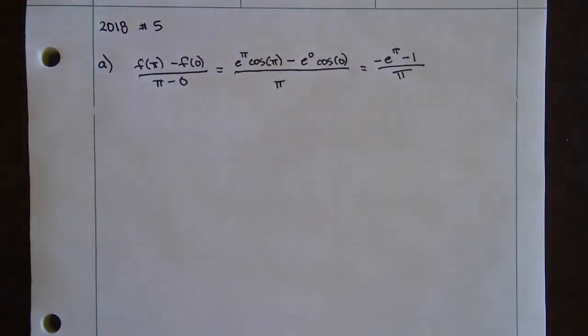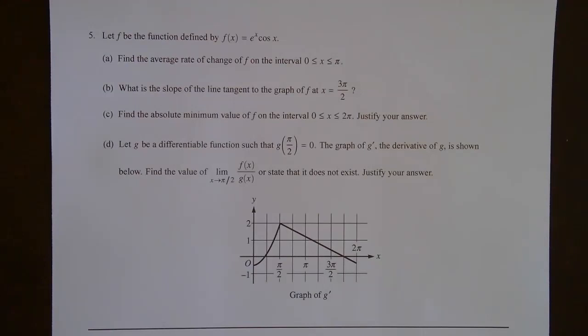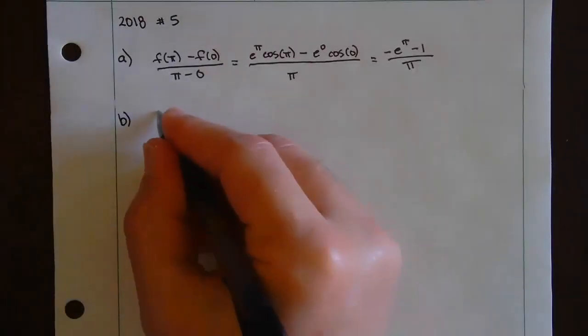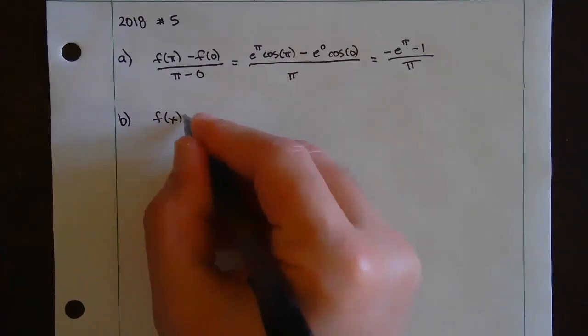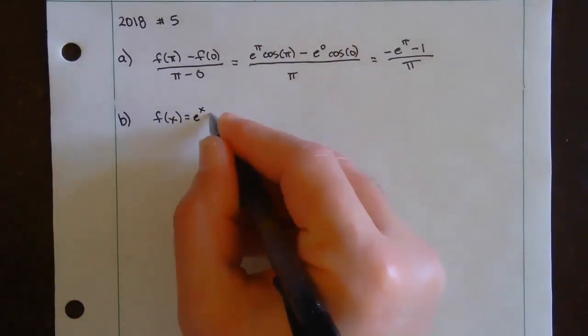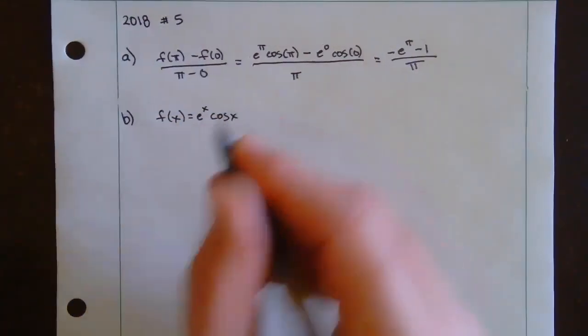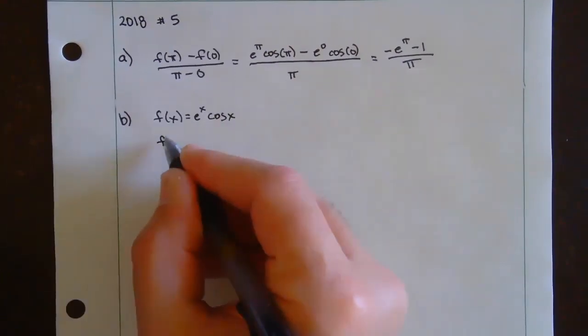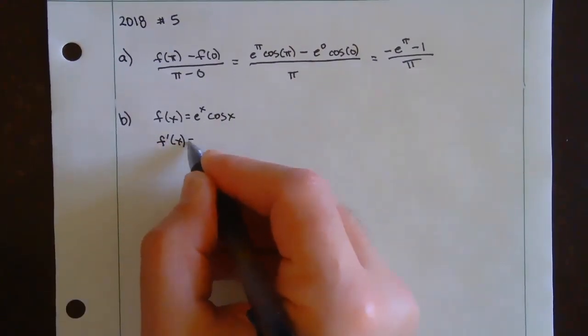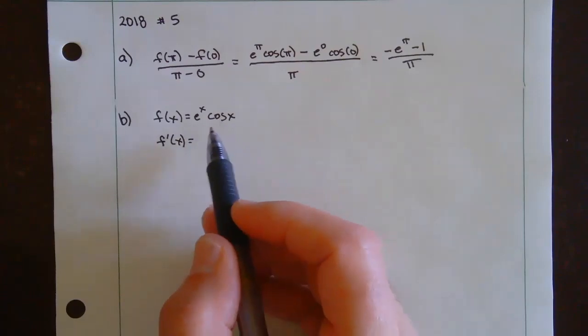All right, let's go to part B. So part B is, what is the slope of the line tangent to the graph of f at x equals 3 pi over 2? Okay, so to find the slope of the line tangent, we've got to find the derivative and then put 3 pi over 2 into that derivative, okay? So we'll do that next. So we know that f of x is equal to e to the x cosine of x, and we've got to find the derivative of that. So that'd be f prime of x. And this is a product, so we're going to have to use a product rule, okay?